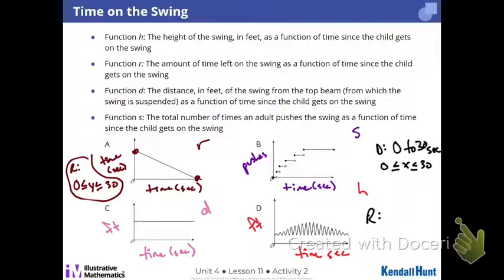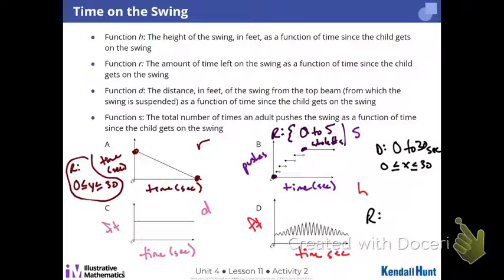For B, we're looking right here. Let's change the color. I would look right here at 0 pushes and up here at 5 pushes. So my range for B would be something like 0 to 5, but it has to be whole numbers. You guys good with that? It has to be whole numbers. So that means 0, 1, 2, 3, 4, 5, nothing in between because we don't have partial pushes.